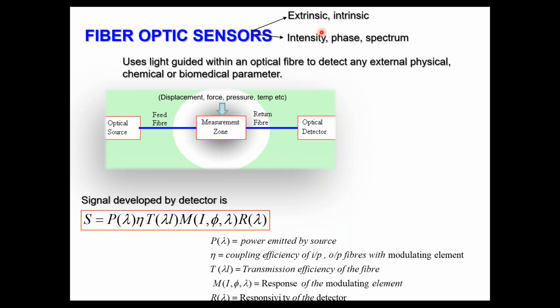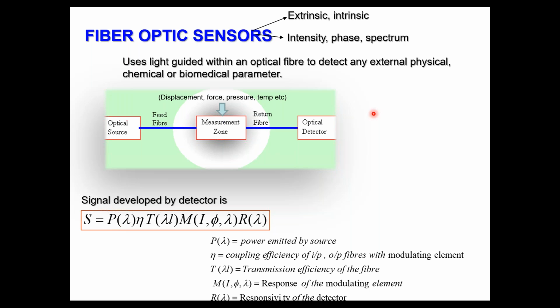The other one is the extrinsic and intrinsic classification. In the case of an extrinsic sensor, like the thing that we were discussing in the last slide, in most of the common applications, the light has to come out of the fiber, then interact with the external medium, and then get some of its characteristics altered, and then it will be detected later.